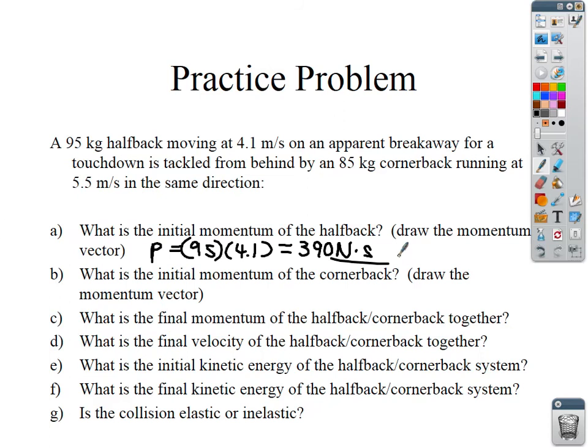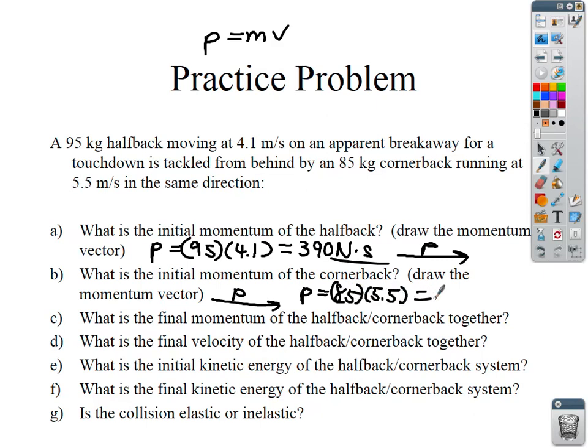It says draw the momentum vector. Again, that's mainly for us to make sure we know which way the object, the halfback, is moving. What's the initial momentum of the cornerback? The cornerback is chasing him. The cornerback is running 5.5 meters per second in the same direction. So the momentum is actually in the same direction. And so we do the same thing. P equals m times v. Momentum equals mass times velocity. And that's 85 times 5.5, and that will equal 468 Newton seconds.